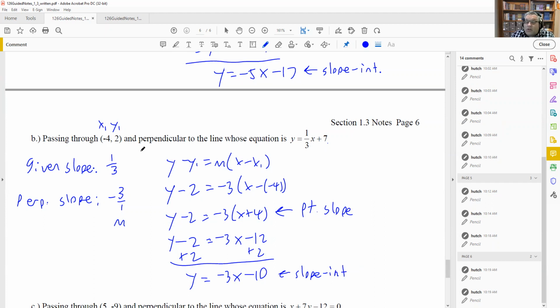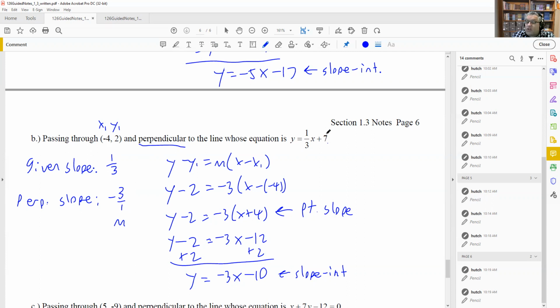So notice that this time, you have to pay close attention to what the instructions are asking you to do here. Sometimes it says parallel, and sometimes it says perpendicular. Depending on that, that's going to determine what slope you're going to use. In this case, again, it says perpendicular. So perpendicular means we have to have opposite reciprocal slope from the one that was originally given.